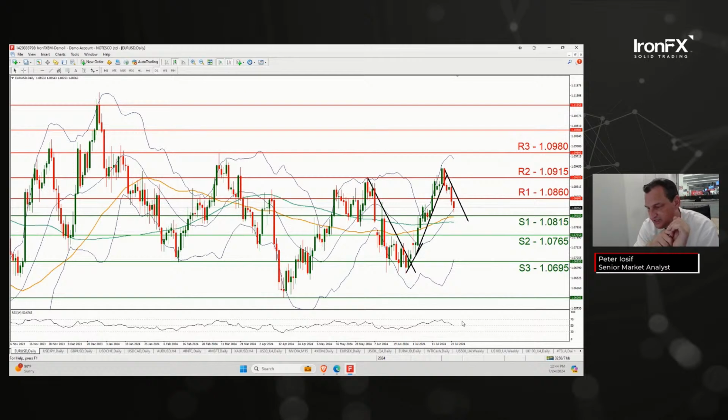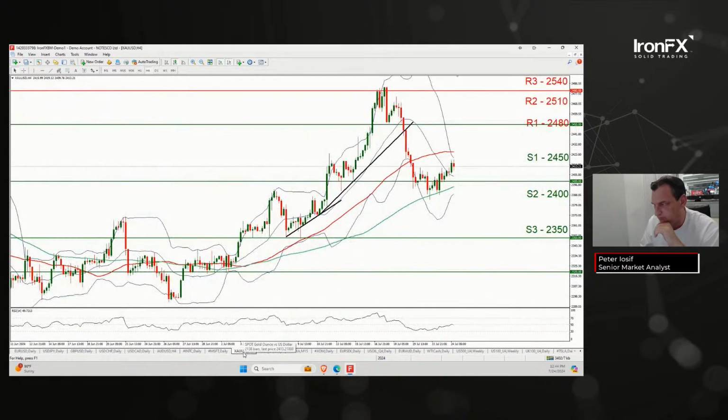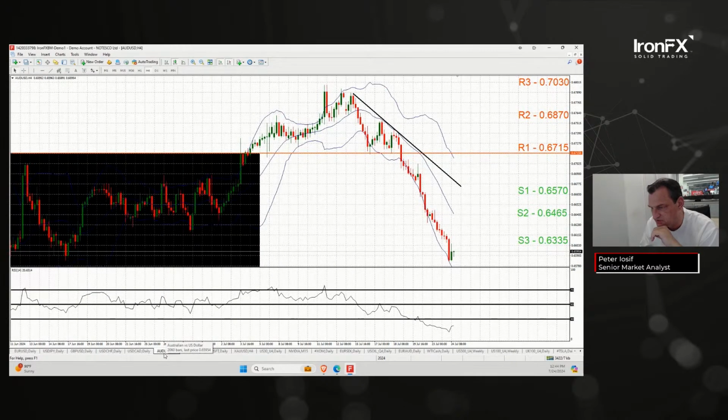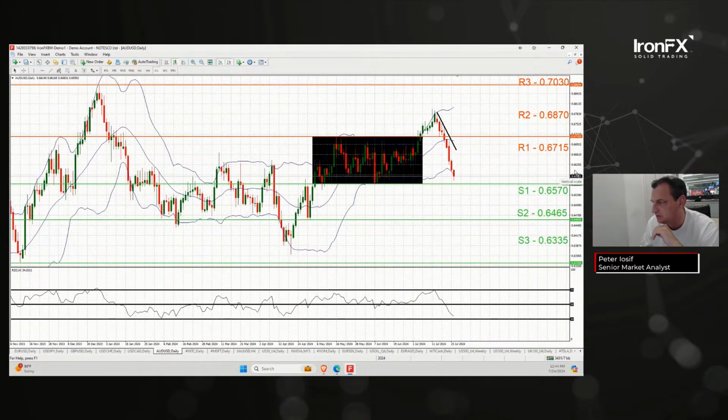And last but not least, I would like to have a look. Give me a sec. Not gold. AUD USD. Steep drop. Back to the daily chart.